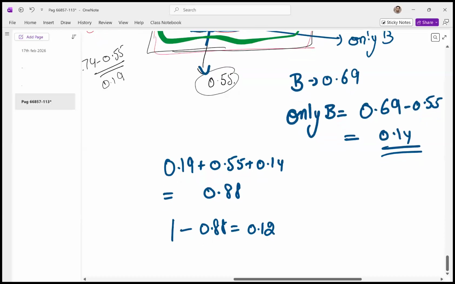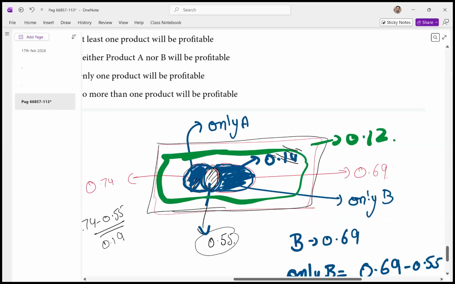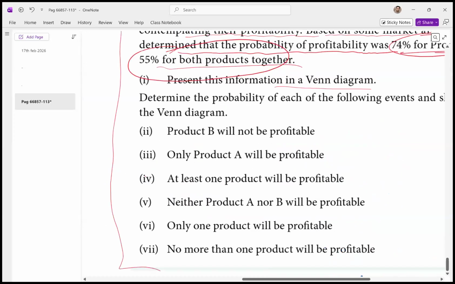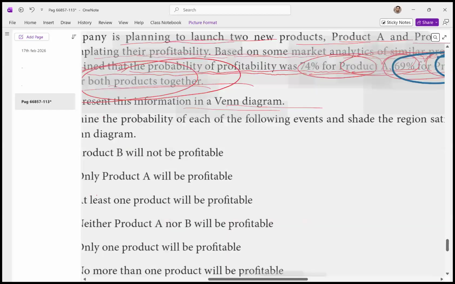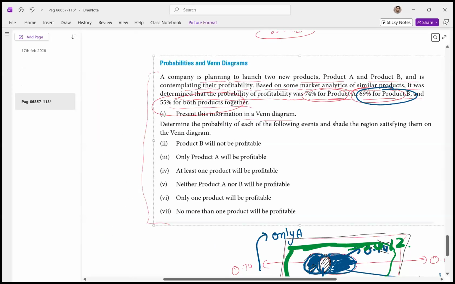So we've drawn the Venn diagram, and now we're going to try and answer some of the questions in this one. Let's see, what is question number 1? Determine the probability of each section and the shared region that's satisfying on the Venn diagram. So again, this 0.12 is the neither A nor B section. Now we're going to answer part B.